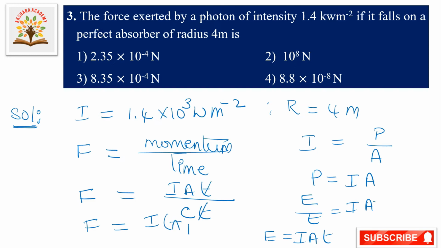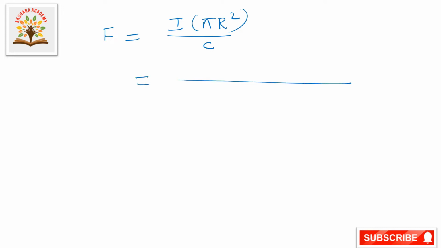A, nothing but πr²/c. So F is equal to I·πr²/c. Now substituting values: 1.4 × 10³ × π value 3.14, and the radius they have given us is 4, so r² is nothing but 4² over c, which is 3 × 10⁸.